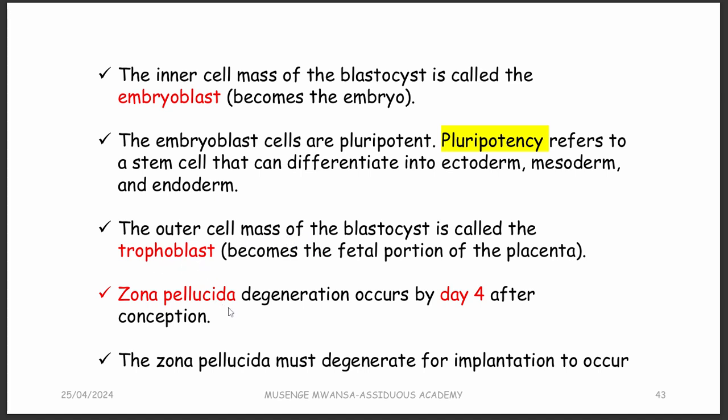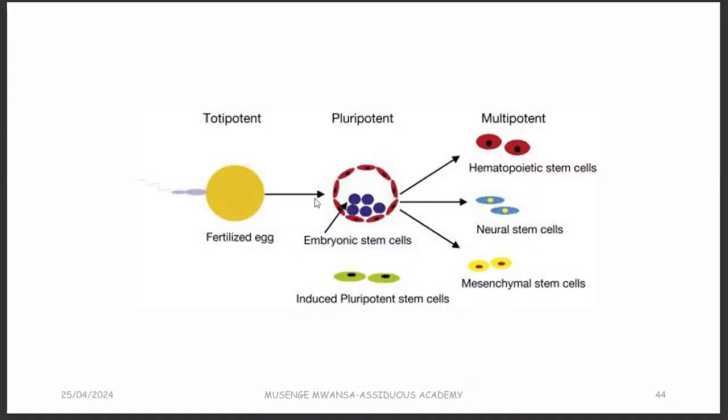We talked about that. Zona pellucida will degenerate by the 4th day. So this is what you have. You can see the fertilized egg up to the 8 cell stage is totipotent. The embryoblast, the inner cell mass, is pluripotent. And then when these inner cell masses form, you now form a baby.